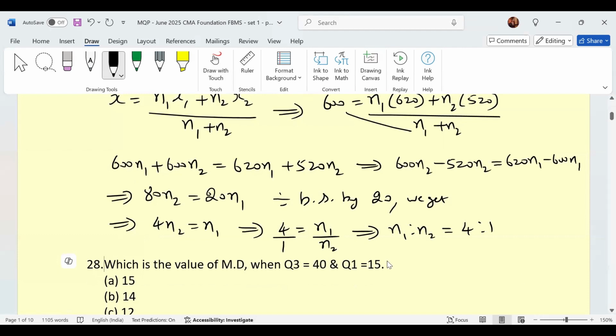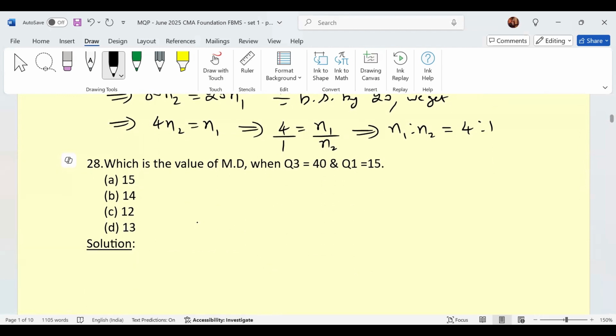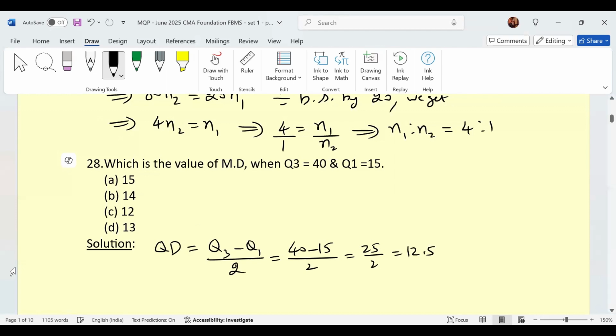Let us move on to the next question, which is the value of mean deviation when Q3 is 40 and Q1 is 15. Since Q3 is 40 and Q1 is 15, we can find out QD, quartile deviation, which is Q3 minus Q1 divided by 2. That will be 40 minus 15 divided by 2, which is 25 by 2, and that will be 12.5. So we got the quartile deviation as 12.5.